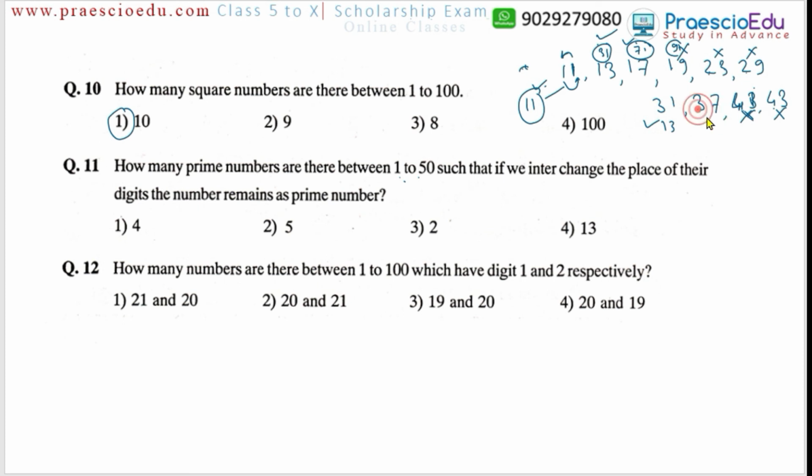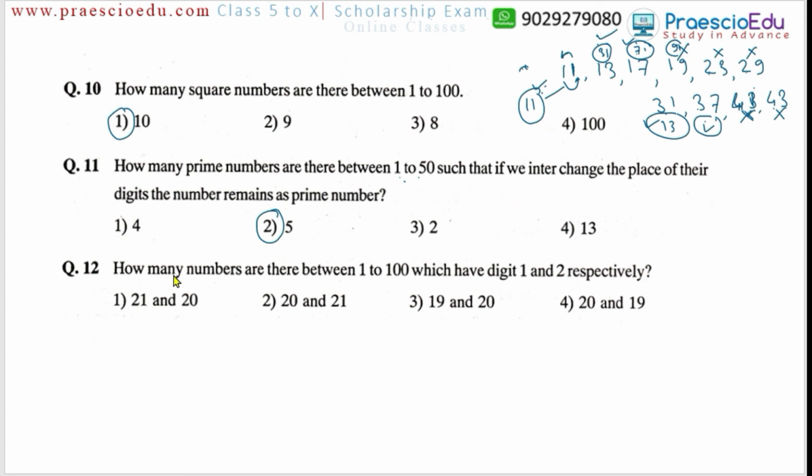Now 73 is also a prime number. So 1, then 2, 3, 4 and 5. So in total there are 5 such numbers between 1 to 50 for which, if we interchange their digit places, we still get a prime number.